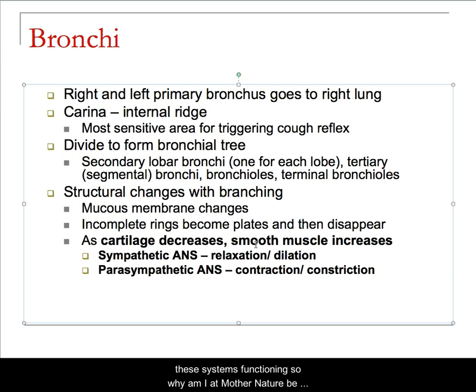Simultaneously, you could have parasympathetic activation, and that parasympathetic activation actually causes contraction and constriction. Okay, so this is one of those nudge, nudge, hint, hint, wink, wink moments when you're reading this going, hey, this isn't normally the way we see these systems functioning, so why might Mother Nature be doing this?